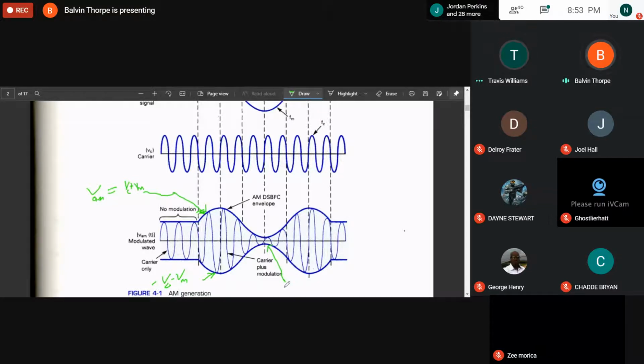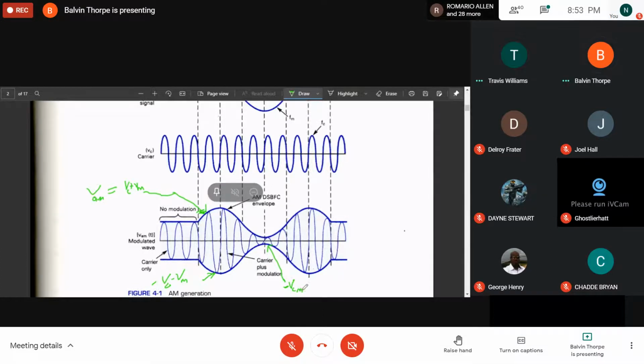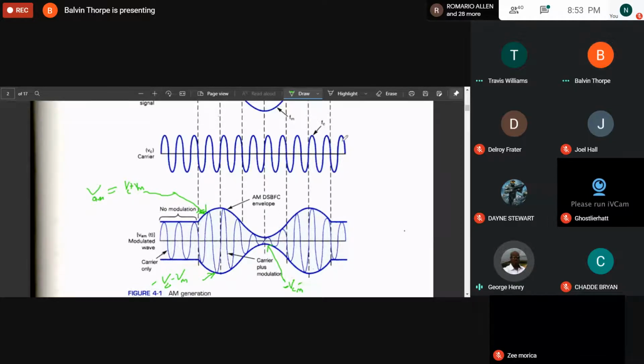Is the diagram wrong? Should the wave be over the messenger wave? Should the carrier be crossing past that line? Technically. Let me see. VCM plus VC. Sir, we can answer more, sir. Well, maths is going to help him out right now. VC plus.